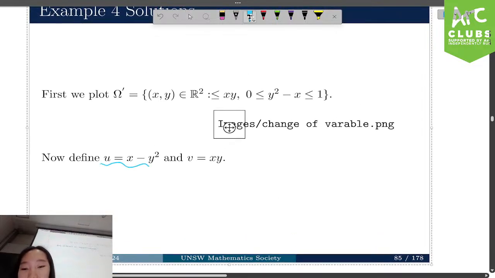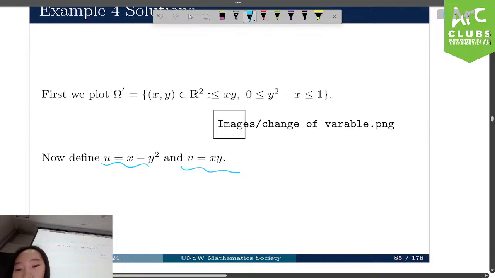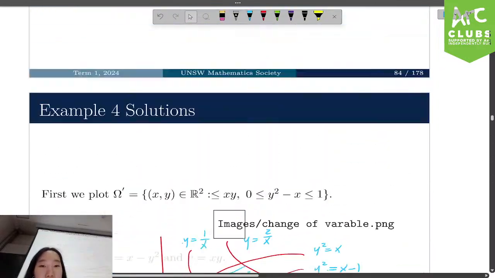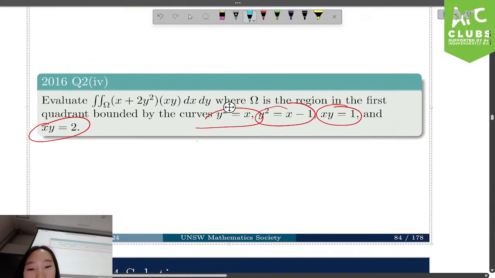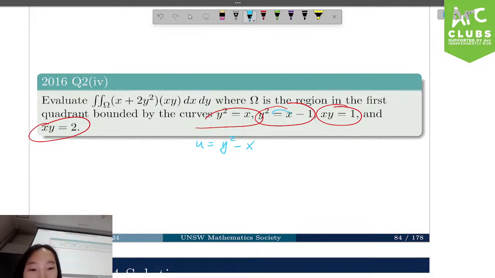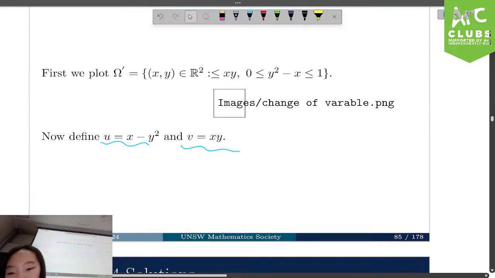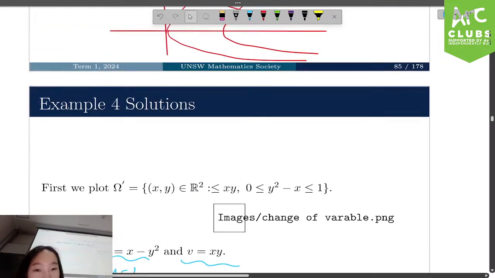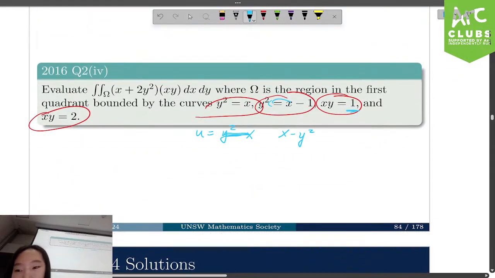And then change the variable. We define u equals x take away y squared, and v equals xy, and want to determine its bounds. Very easy to find the bounds. Why is that? Because u equals x take away y squared, that would be just from 0 to 1 for u. Yeah, 0 to 1. And v, xy, that would be 1 to 2.